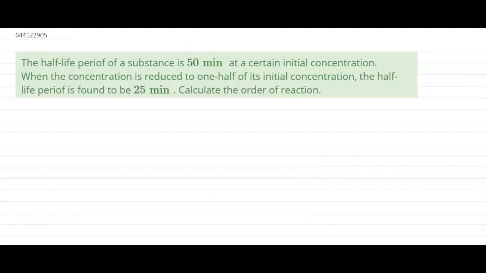In this question, what they have said is the half-life period of a substance is 50 minutes at a certain initial concentration. Now, when the concentration is reduced to one half of its initial concentration, then the half-life period is found to be 25 minutes. Now they are saying that calculate the order of the reaction.